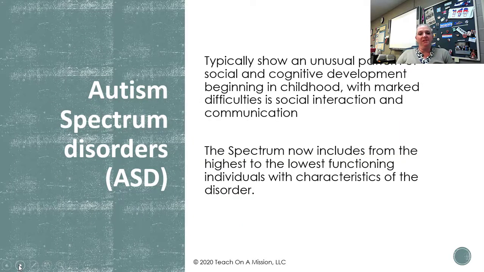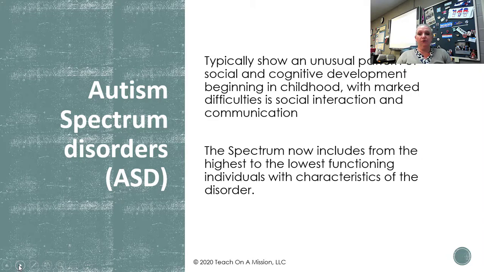Our first disorder that we are going to talk about is Autism Spectrum Disorder, also known as ASD. It typically shows an unusual pattern of social and cognitive development beginning in childhood, with marked difficulties in social interaction and communication. This is a big indicator that it's autism. It means they may have difficulty making eye contact, difficulty communicating, and they may do a lot of play by themselves and prefer that. They also will typically not seek out comfort, especially from mom, which is unusual.